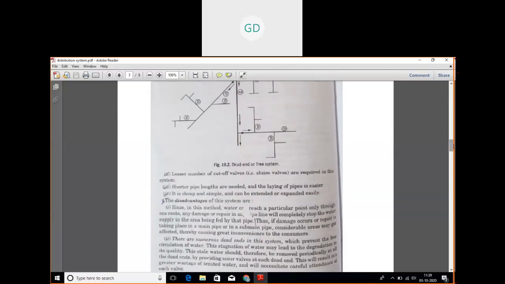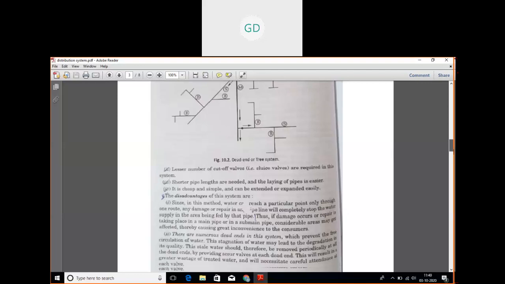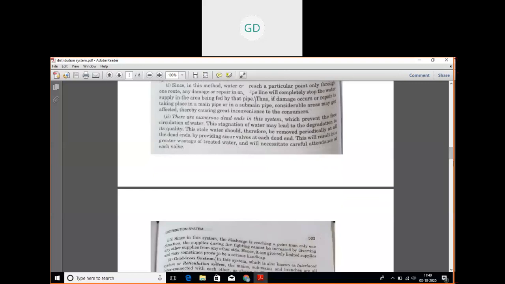Okay, and when water becomes stale, obviously it will be degraded. The quality of the water will be degraded. Here it is told that by providing scour valves at each dead end, the stale water can be removed periodically. So this is the second disadvantage of your dead end system.